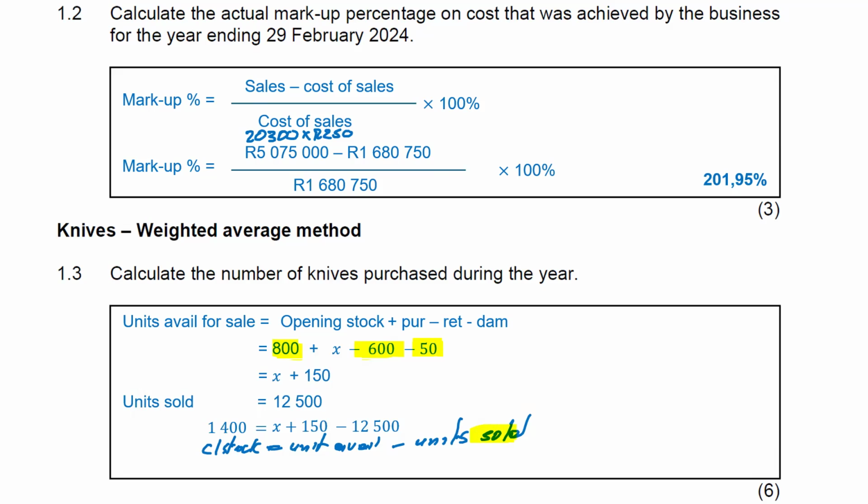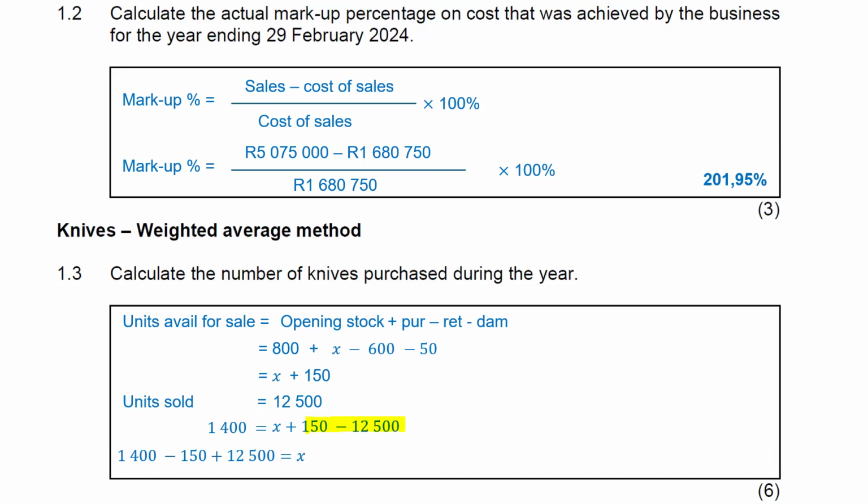Remember what X represents. X simply represents purchases here. So I'm going to stick to the left or the right hand side and just take those two: 150 minus 12,500. Or you can take them to the other side. You just take that 1,400, you minus 150, and then you plus that 12,500. You are simply isolating X.